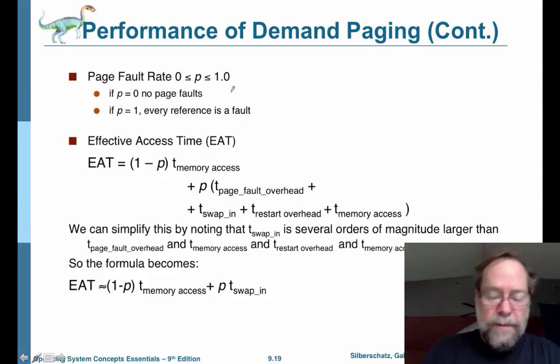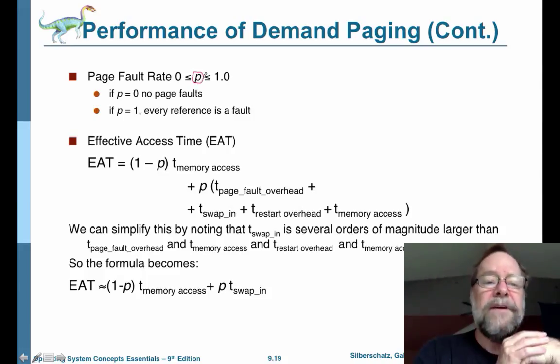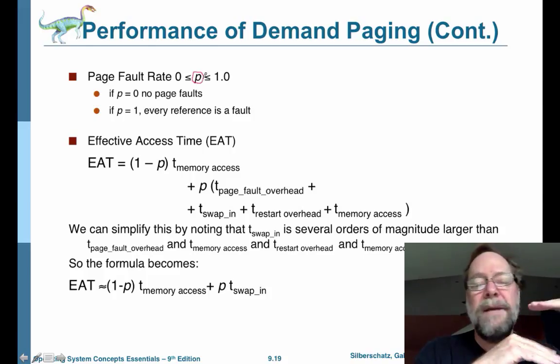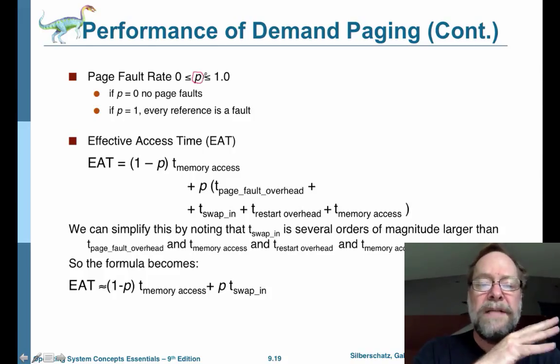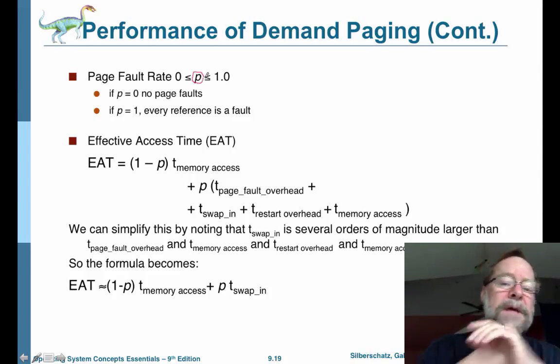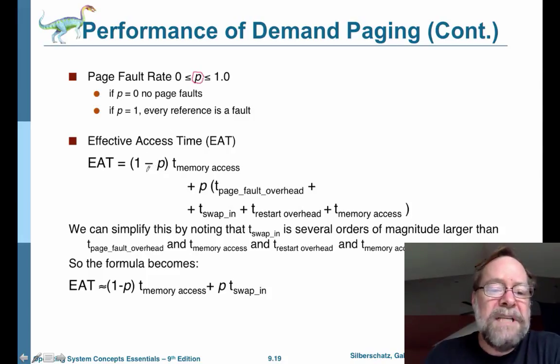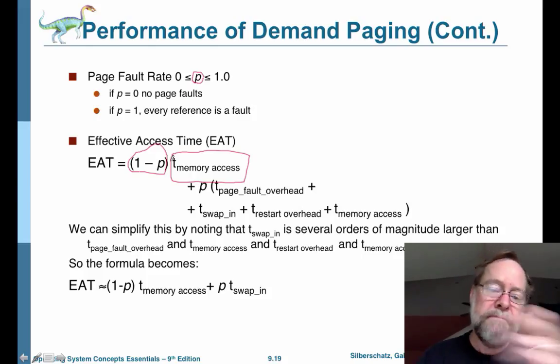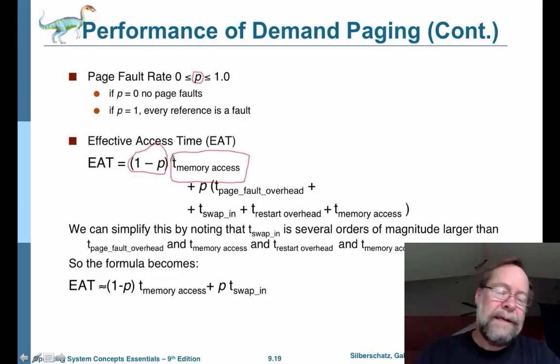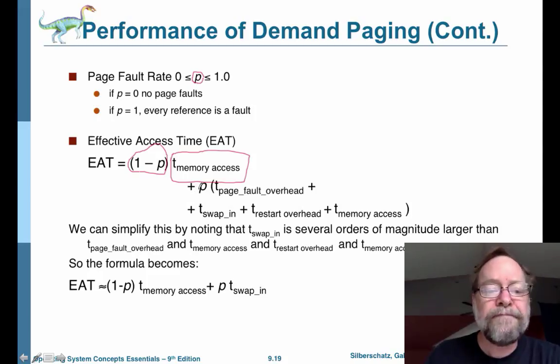So let our variable p here represent our page fault rate. If p is 0, that means there are no page faults occurring at all. If p is 1, that means every single memory reference we make causes a page fault to occur. So then our effective access time is going to be 1 minus p. This is the proportion of the time where we don't have page faults, and in that case, the access time is just whatever it would normally cost to access our memory. Then we see the same kind of calculation we made back in the previous chapter, in chapter 8.